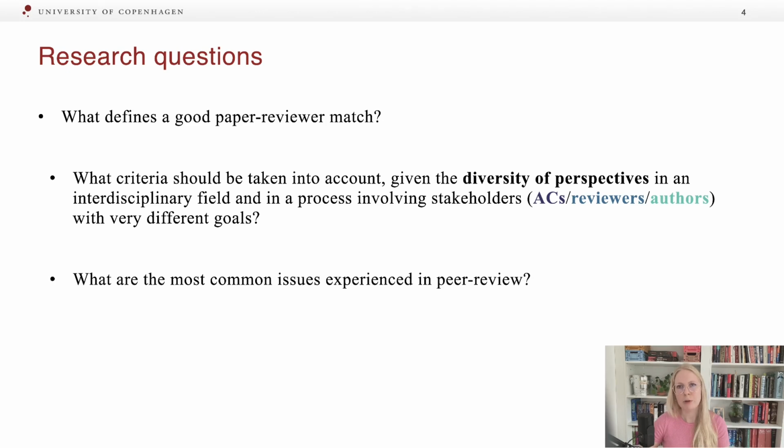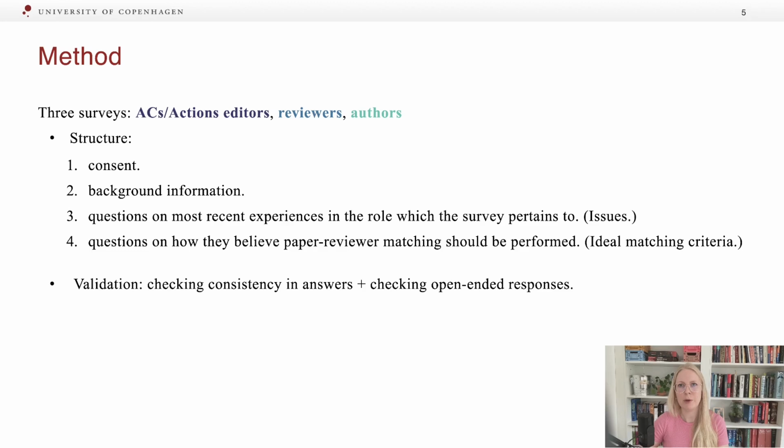And what are the most common issues stakeholders experience in peer review that would influence their perspectives on what would be more ideal and that we might focus on changing? To answer these questions, the most logical first step is to simply ask the people who are involved in this process. So therefore, we designed 3 surveys for the main groups of stakeholders in the peer review process: ACs/Action Editors, reviewers, and authors. I will refer to both Action Editors and ACs as editors for the rest of this presentation. All 3 surveys follow the same basic structure, with many of the same questions reformulated to match the different perspectives of the roles.